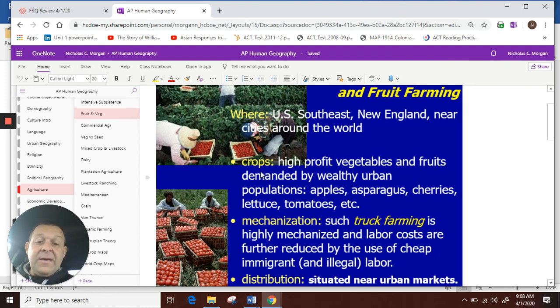Why? Because these things are demanded by wealthy urban populations, middle class and above. Guys, think about it. How many people today like fresh fruits and vegetables? How many want to see really fresh fruits and vegetables? Think about the grocery store. Think about the guy or the lady on the side of the road selling fresh fruits and vegetables and how much business they do.